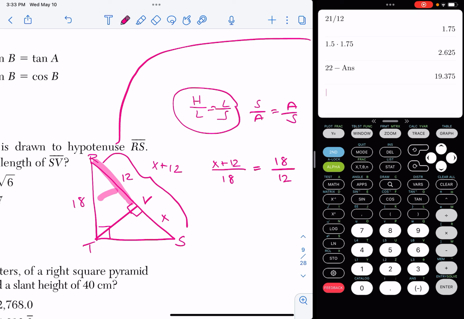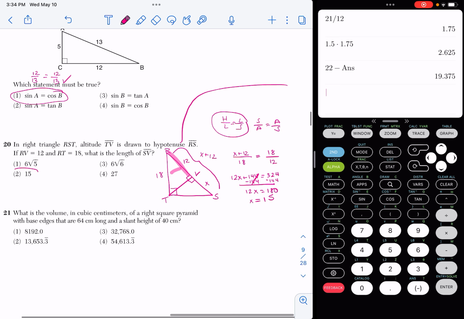And now we cross multiply. So I'm going to get 12x plus 144 is equal to 324. When I am solving this, I'm going to move 144 over. I get 12x is 180 and divide by 12. And I get that x is 15, choice 2.